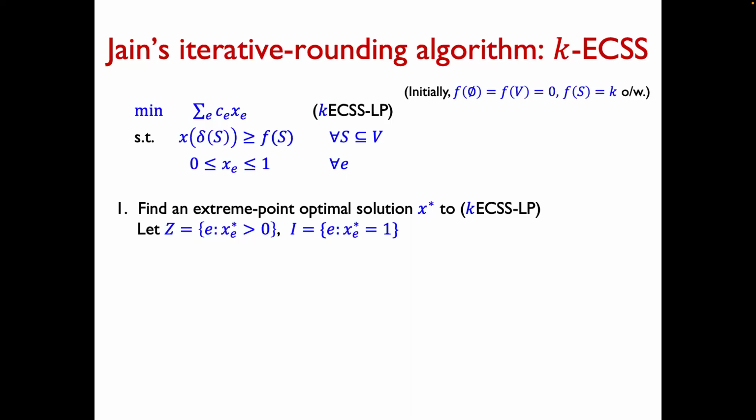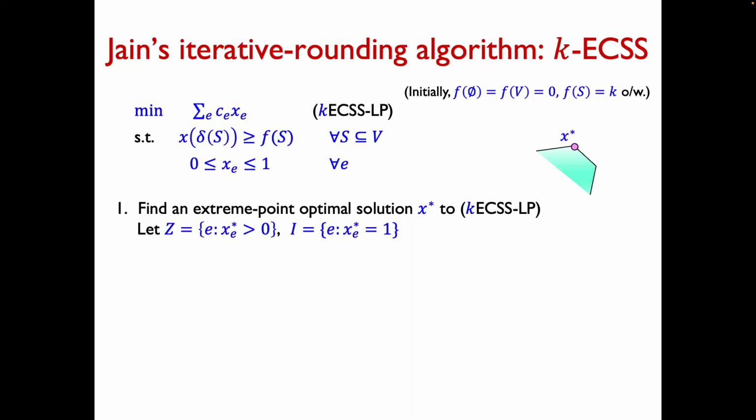So that's why it's useful to have this f of s notation. Okay, so we find an extreme point optimal solution to this LP. What is an extreme point? That picture is supposed to indicate what an extreme point is. The LP feasible region is some polyhedron, and we are looking at a corner point of that feasible region. Every extreme point is defined by its tight constraints.